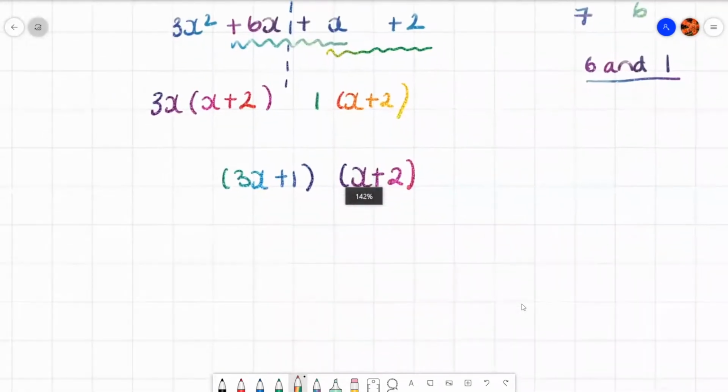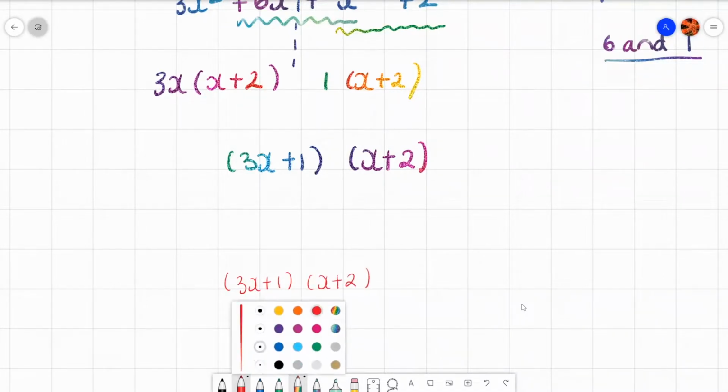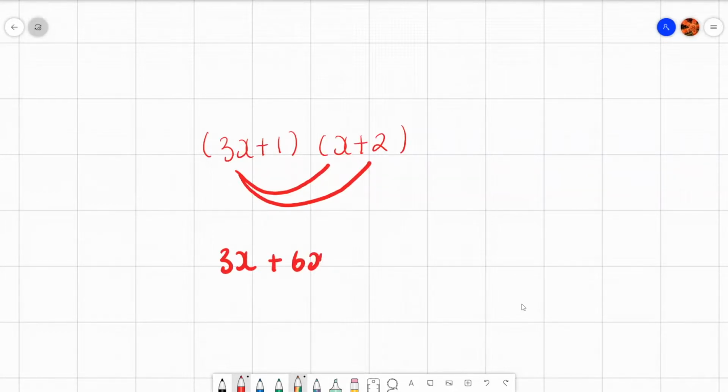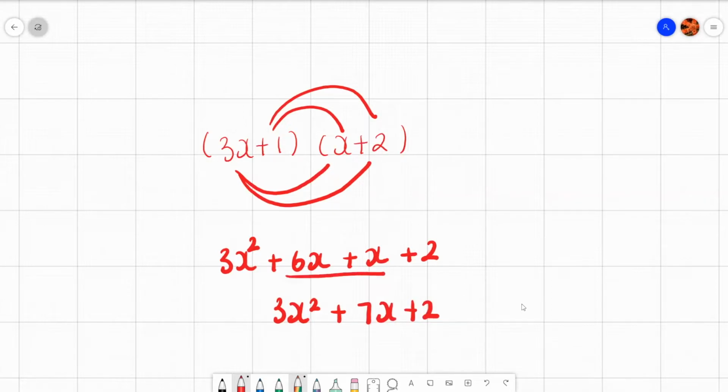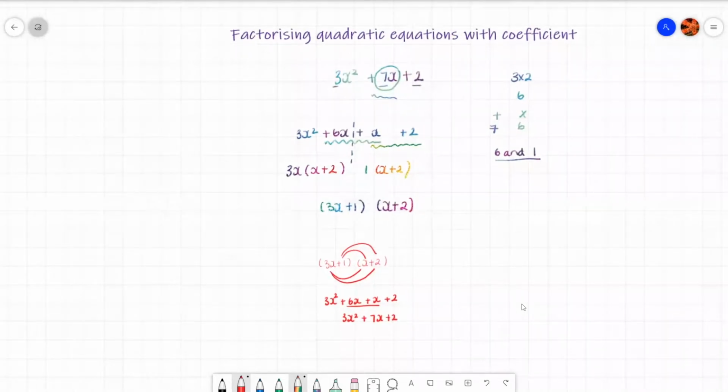And I can show you that because I can multiply this out. I'm going to do that in red. 3x plus 1 times by x plus 2. Okay, well, 3x times x is 3x squared. 3 times 2 is 6x. 1 times x is x. And 1 times 2 is 2. I'm left with 3x squared plus 7x plus 2, because 6x plus x is 7x. And you can see, if I zoom out, that we've ended up with the expression that we started off with, hence why this factorizing is correct.